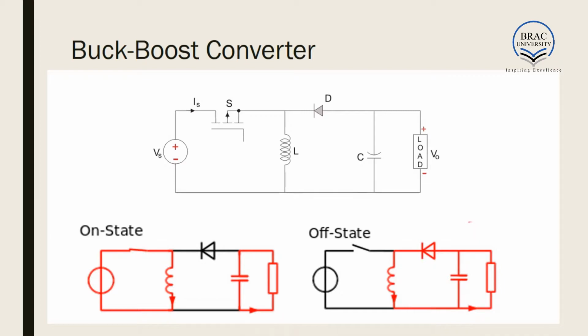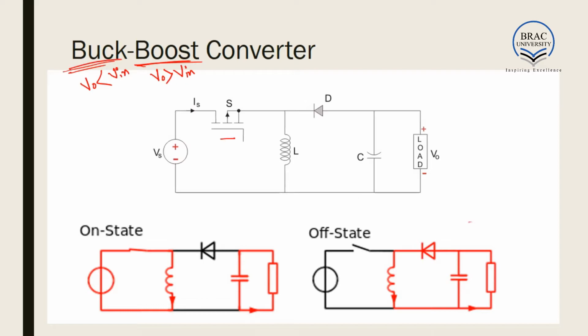Now let us look at buck boost converter. Buck boost converter has two characteristics. It can perform as a boost and as a buck depending on certain criteria, actually depending on duty cycle. That is, at some cases it can make V output greater than V input. At some cases it can make V output less than V input. So it can perform both buck operation and boost operation.